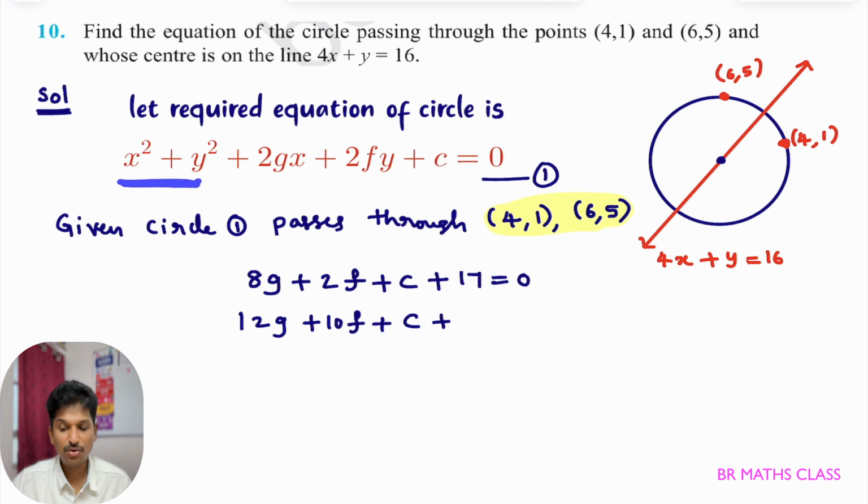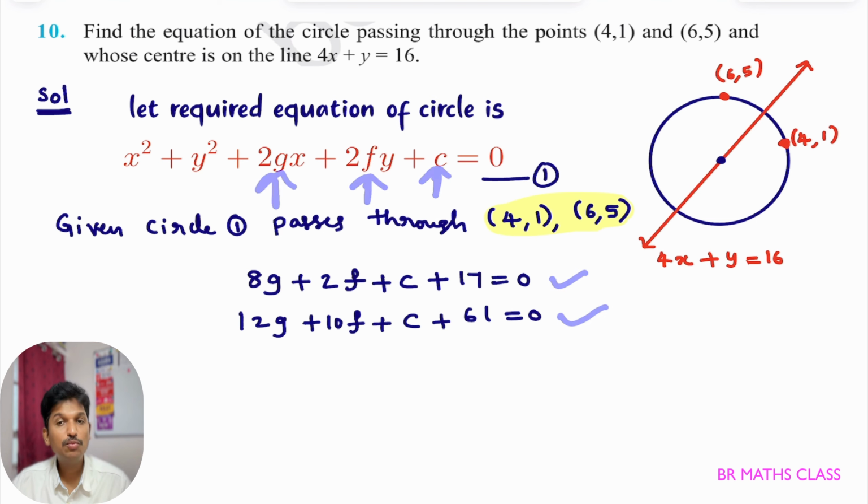You observe, when I substitute these 2 points in this equation, I got two equations in terms of g, f, c. Actual idea is what? I want to find g value, f value, c value. Here I got two equations, but three variables are there. In the question, one more data is there. What is the data? Center of the required circle lies on this line. As we learned in earlier classes, center of this circle is minus g comma minus f, right? You see here, this minus g comma minus f lies on this equation.